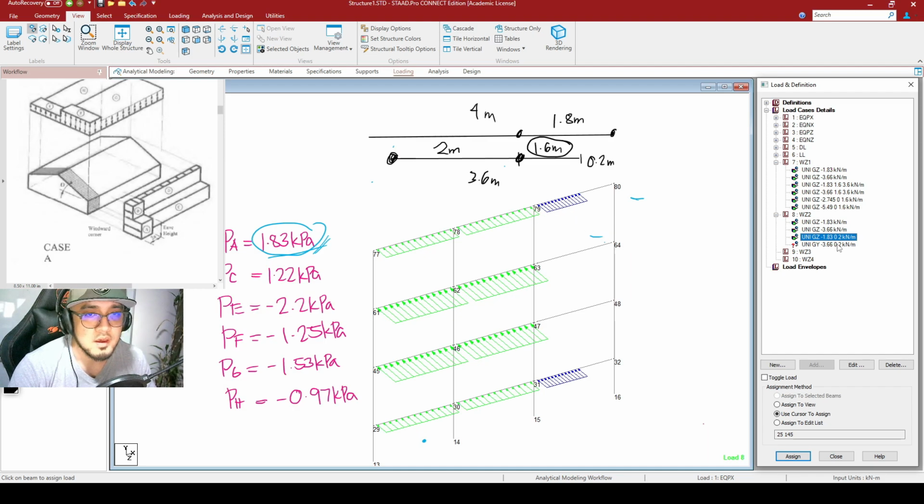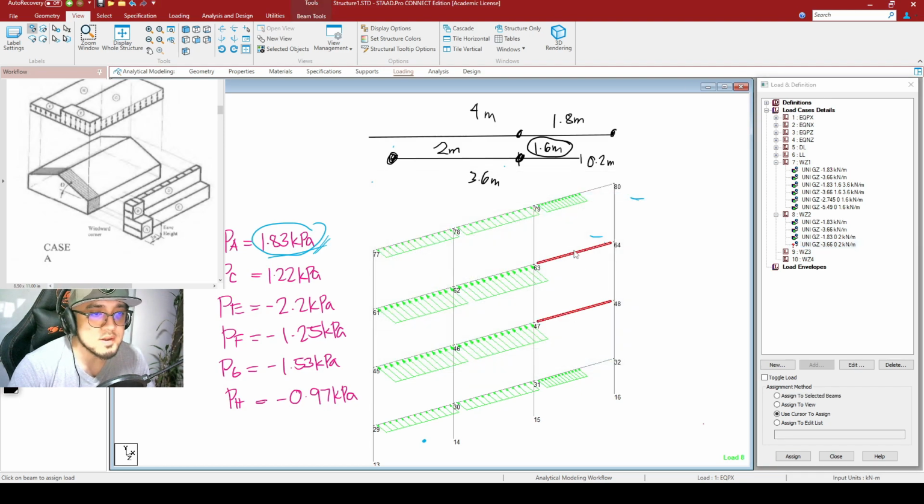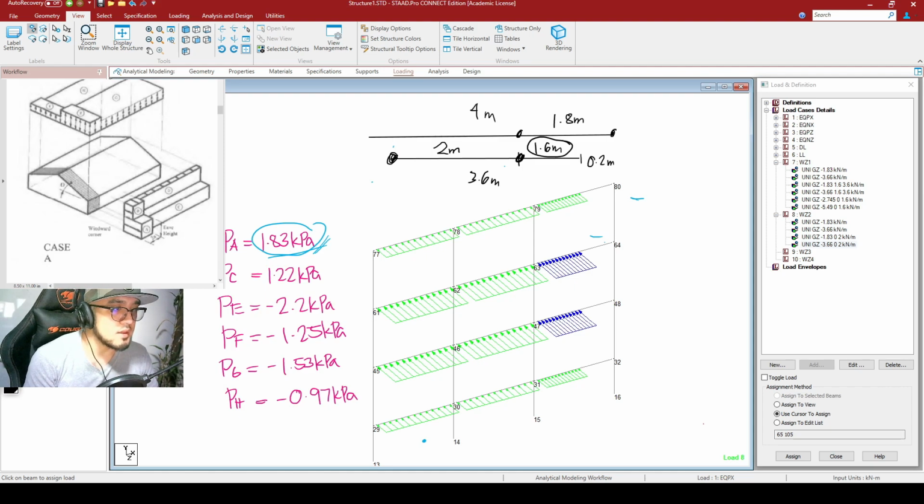So there. And for your negative 3.66, so GZ, modify, close, and I will be assigning them here. Assign to selected beams, then click assign. So those are to be our loads for zone C. For zone A, if this is to be our starting point right here, once again, this is to be for our zone A.